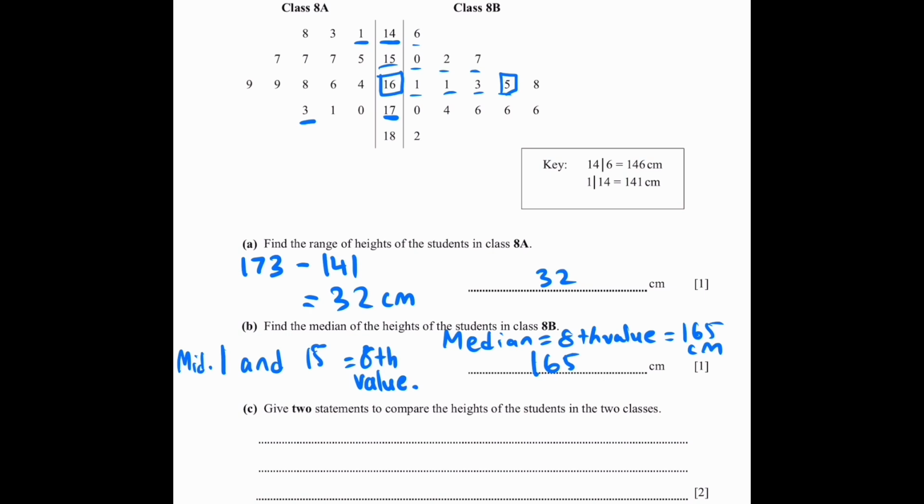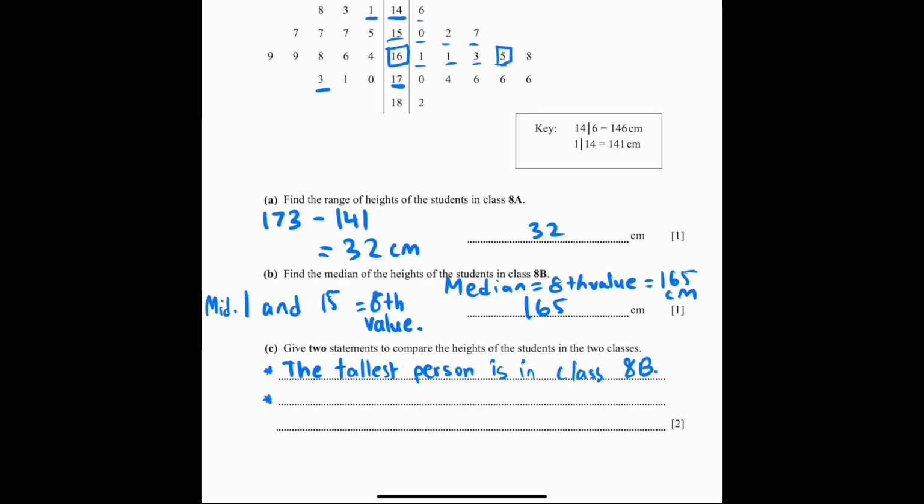C. Give two statements to compare the heights of the students in the two classes. Since the tallest person, 182 centimeters, is in class 8B, you can say, just write that down, the tallest person is in class 8B. That's one statement. Now the second statement, we have to find out the range of the heights in class 8B.